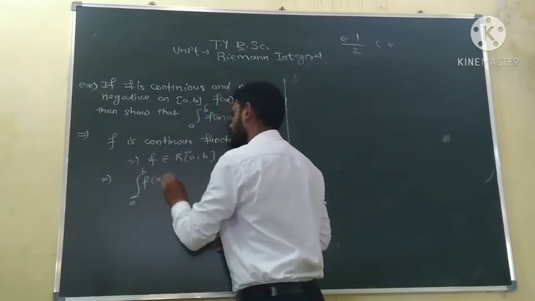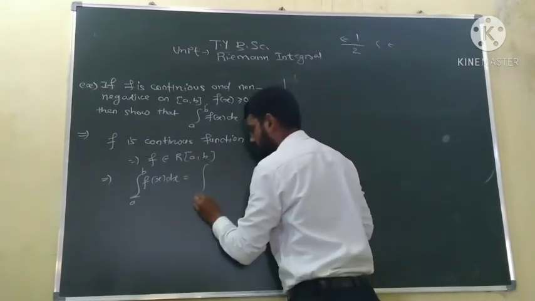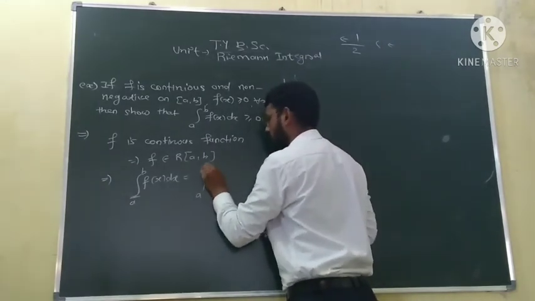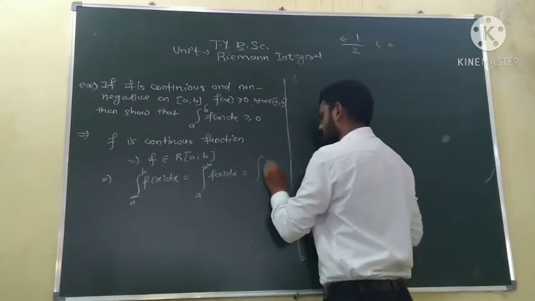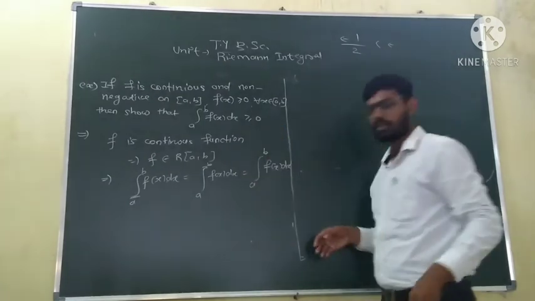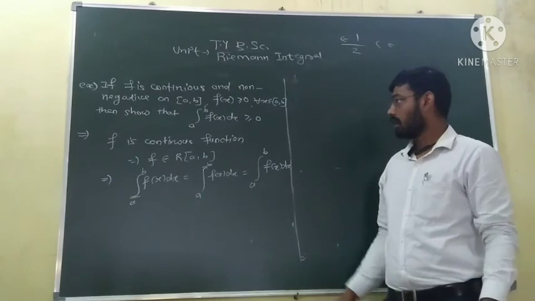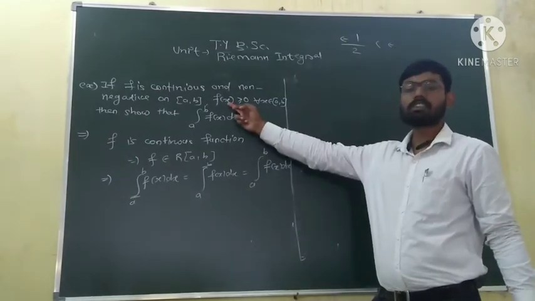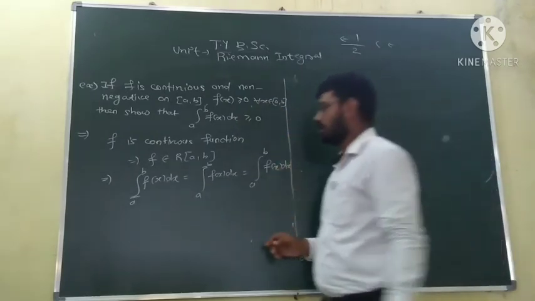The lower integral of the function is equal to the upper integral, which is nothing but the integration of that function. Since the function is continuous, it is integrable. Now, since the function is greater than or equal to 0, first we will take a partition.